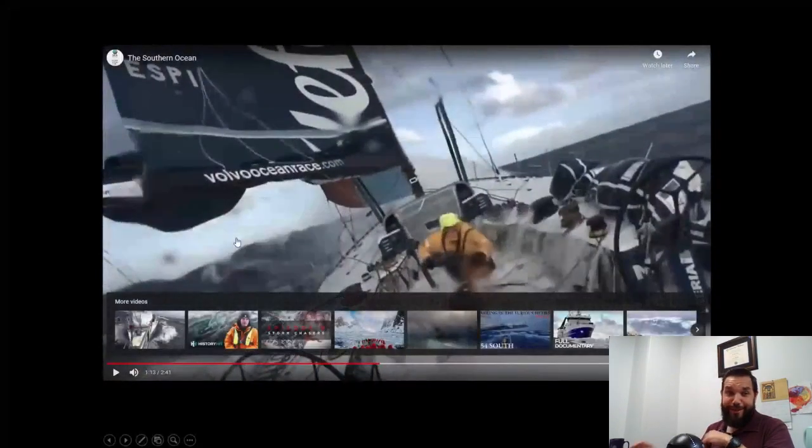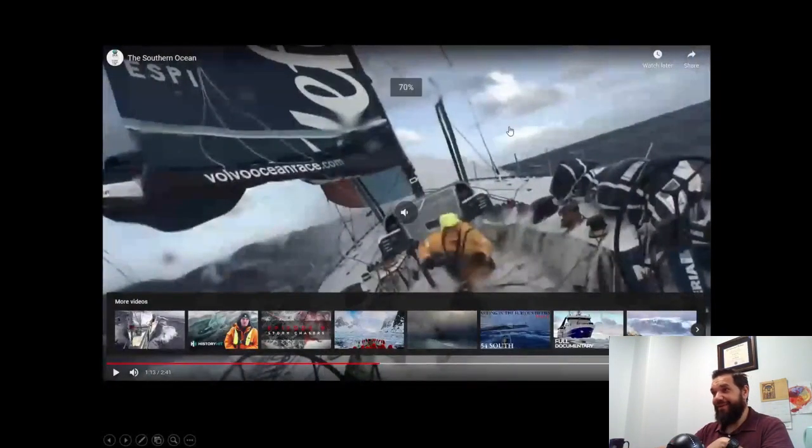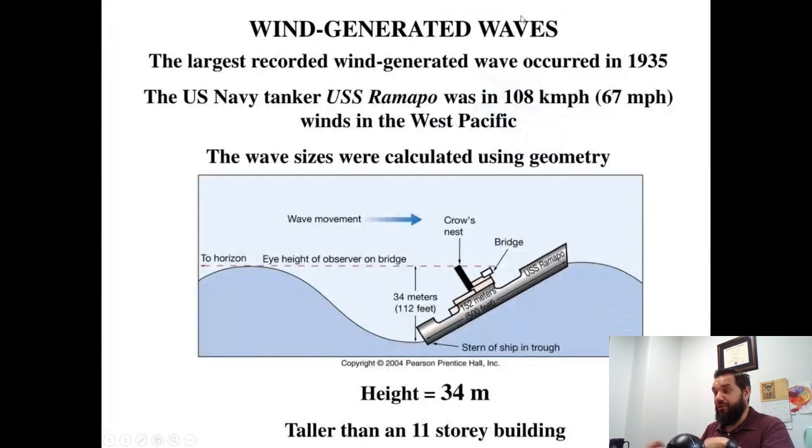So anyway, I think you get the idea, right? These are really, really intense seas. The largest wave ever encountered on planet Earth was in the Southern Ocean by the U.S. Navy tanker, the USS Ramapo.